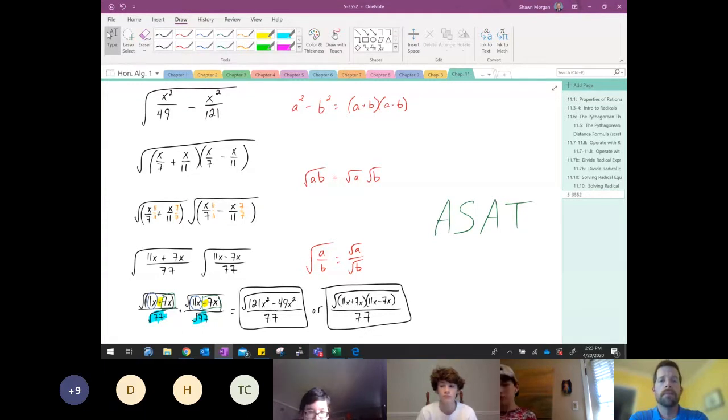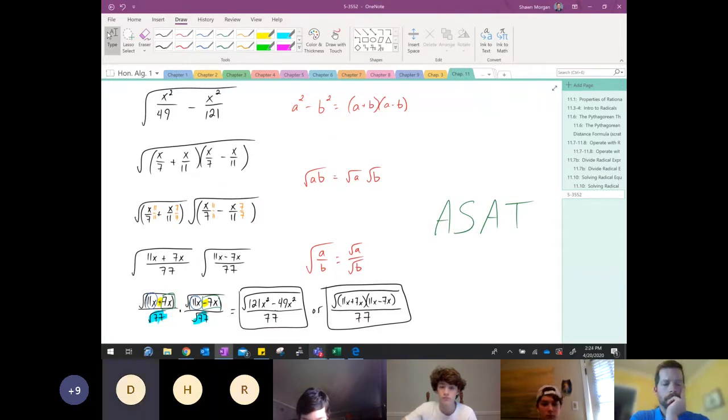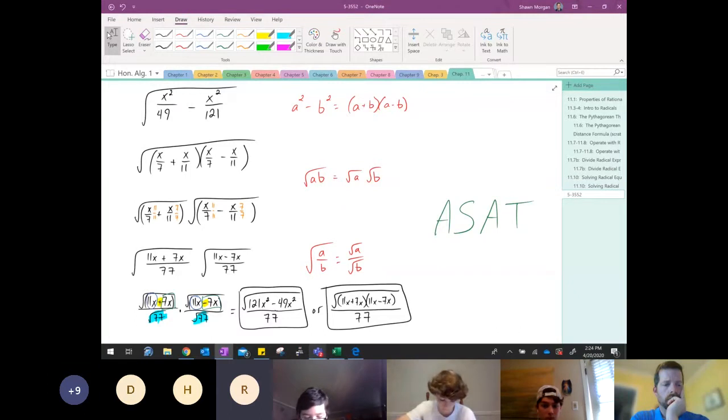Could you have simplified the numerator? Because I got 6x square root of 2 over 77. 6x square root of 2. I added 11x and 7x and got 18x, and 11x minus 7x and got 4x.